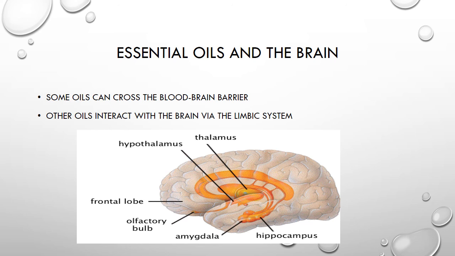And this is a picture of the limbic system. And what happens is, for the essential oils that can't cross the blood-brain barrier, when you inhale or diffuse an essential oil, then the olfactory bulb is activated, and the olfactory bulb is also connected to the rest of the limbic system, and the limbic system processes our emotions, our memory, and our sense of smell.